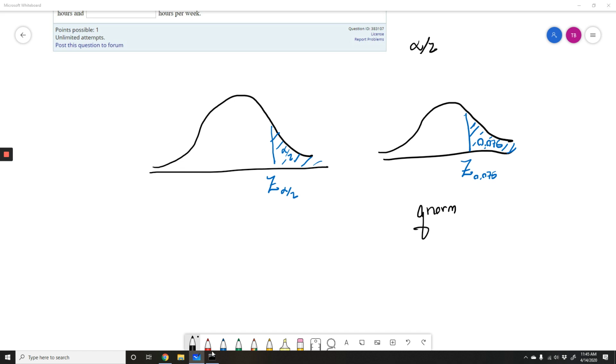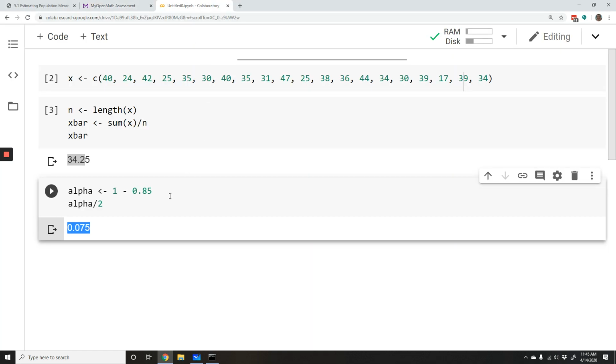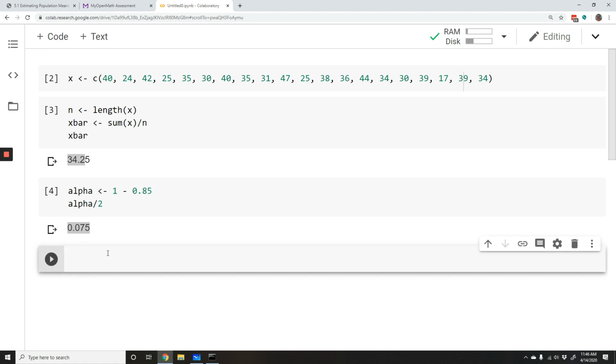Okay, so I'm going to find my z sub 0.075, or I guess I can't do that with the decimal. I'll just write z alpha over 2. Okay, so this is z sub alpha over 2.